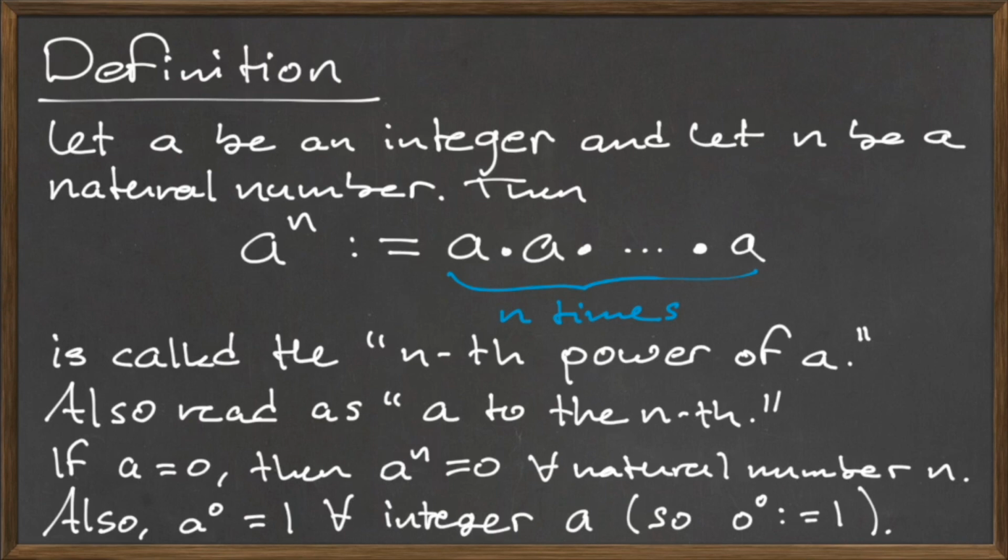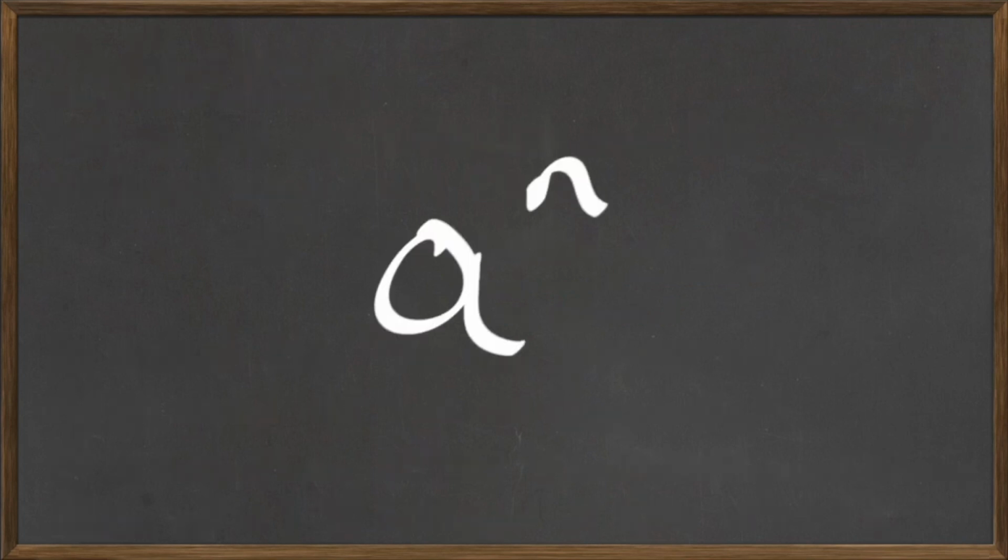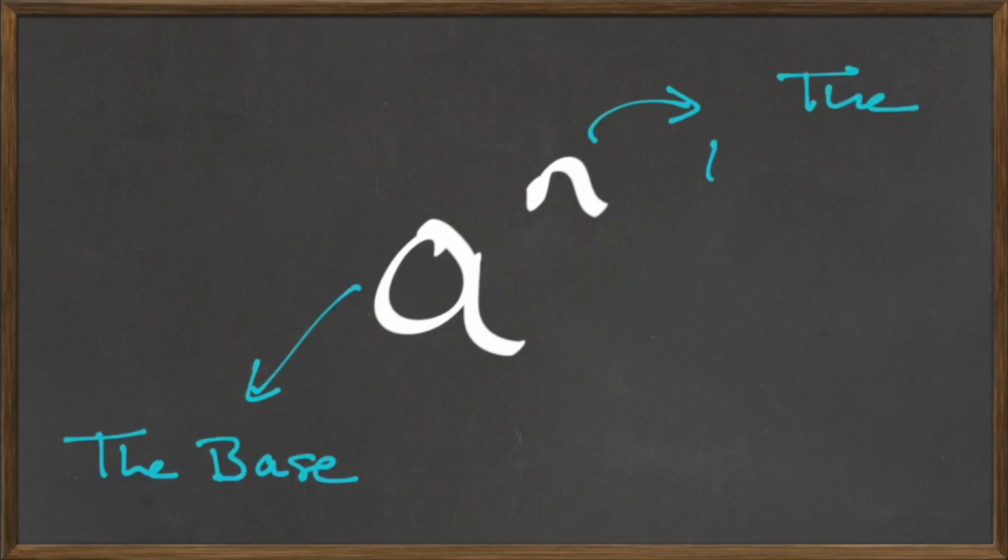Some texts define 0 to the 0th power differently, but here we make the distinction that 0 to the 0 is equal to 1. This notation, a to the nth, is known as an exponential expression, and we call a the base and n the exponent.